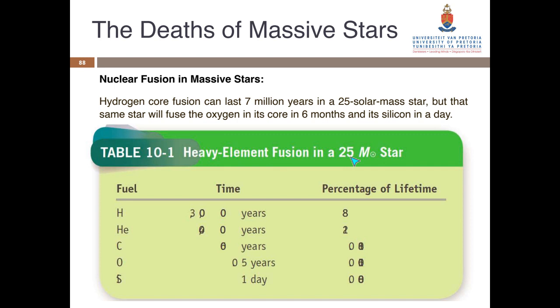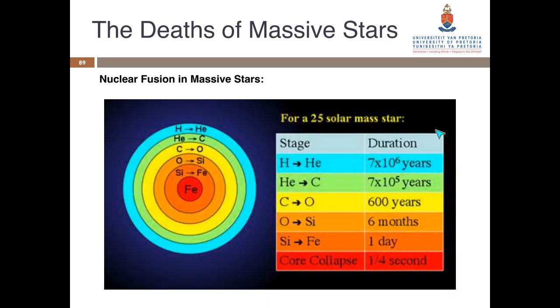And we can see here fusing hydrogen takes 300 million years, which is actually also faster than our own sun. Helium takes about 40 years. Carbon 6 years, oxygen 0.5 years, silicon a day. So that is actually quite scary. So that means the larger a star is, the faster it fuses elements. So hydrogen to helium, 7 times 10 to the power 6 years, helium to carbon, carbon to oxygen 600 years, oxygen to silicon 6 months, silicon to iron 1 day.